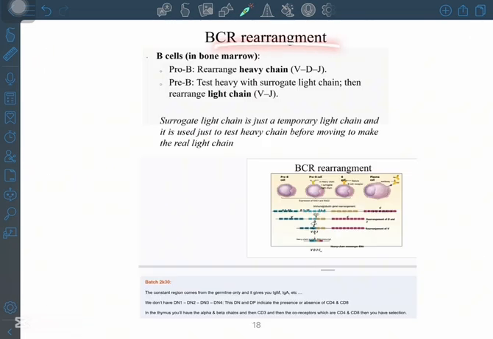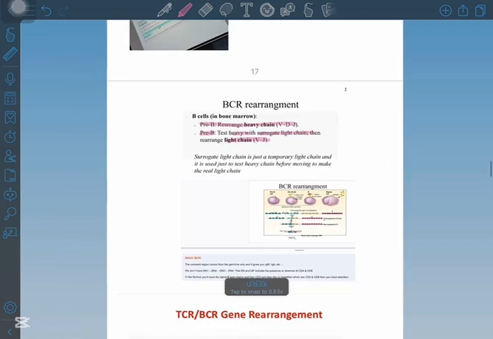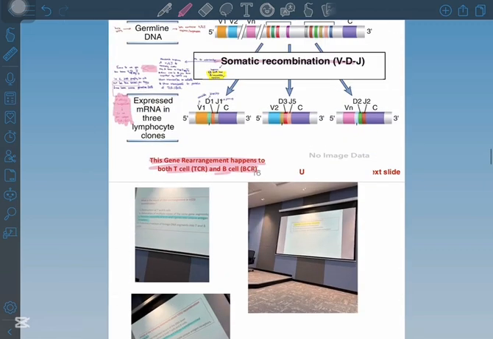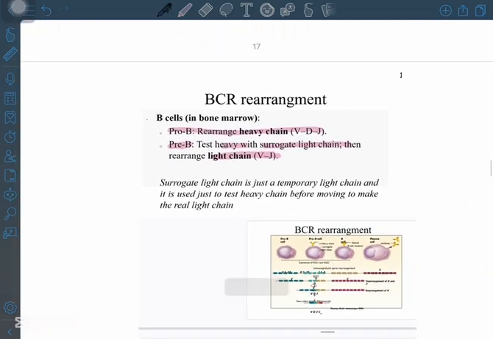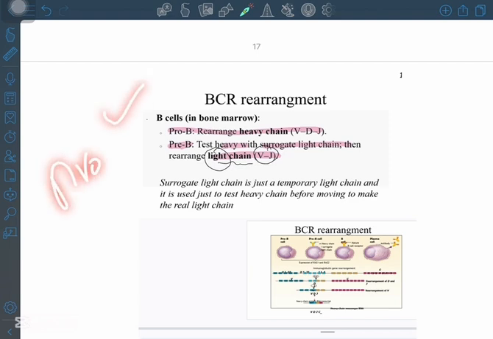BCR rearrangement. So we have pro-B, again rearranging the heavy chain, VDJ, and pre-B is testing the heavy with a surrogate light chain, then rearranging the light chain. So this is basically the same as what I said here. But in terms of here, we're talking about the light chain, and since it is light chain, we only talk about the VJ instead of VDJ. So as you can see, the heavy chain, VDJ. Light chain, only VJ. So pro-B already has the heavy chain.